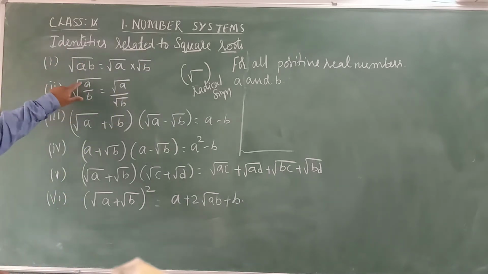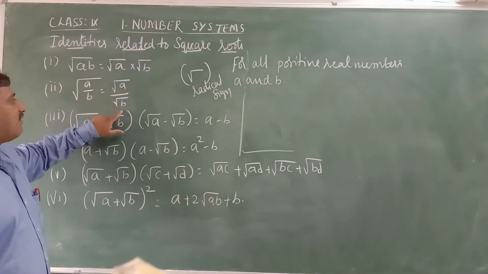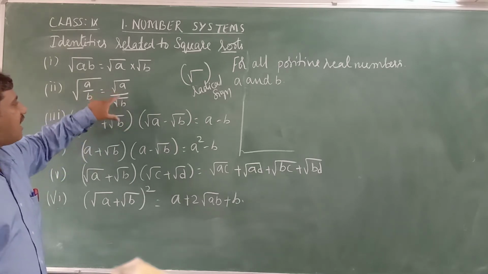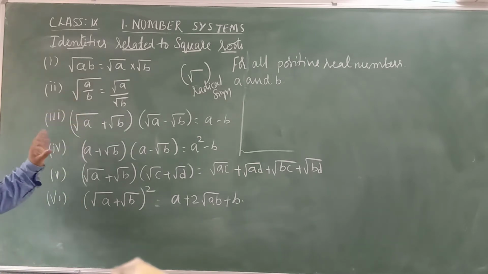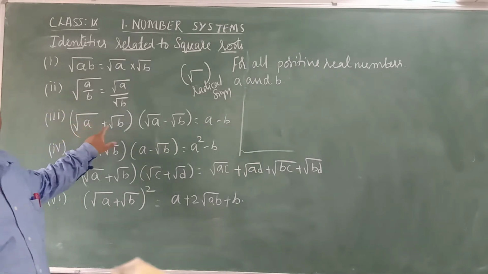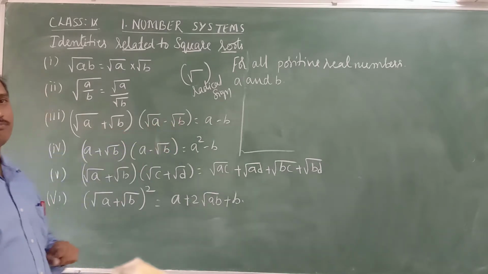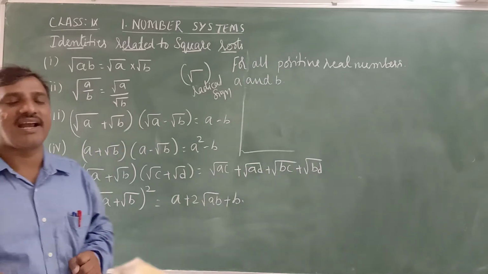Similarly, square root of a by b is equal to square root of a divided by square root of b, or square root of a divided by square root of b is equal to square root of a by b. Third identity, square root of a plus square root of b into square root of a minus square root of b. If you observe clearly, this is our third algebraic identity.